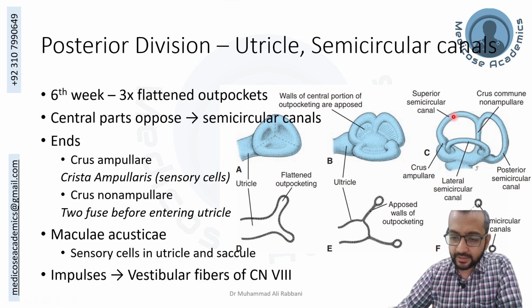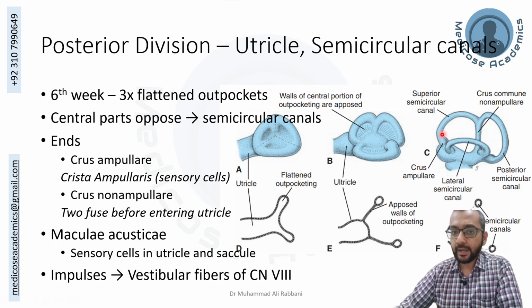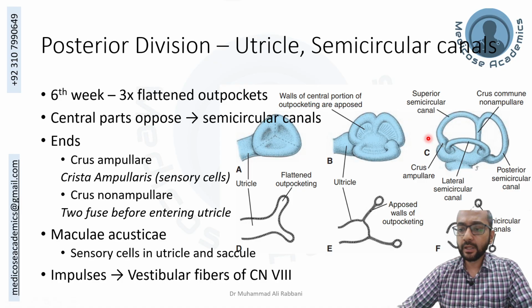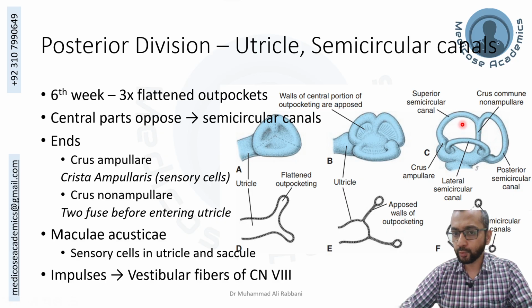Each semicircular canal roughly has one narrow end and one expanded end. This is called the crus non-ampullare, and the expanded part is called the crus ampullare. This crus ampullare is the part where the sensory cells of the semicircular canal are present. The crus non-ampullare of the superior and posterior semicircular canals fuse and open with a common opening into the utricle. So the utricle will have 5 openings entering into it.